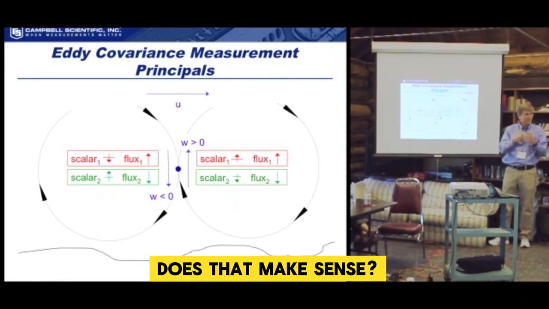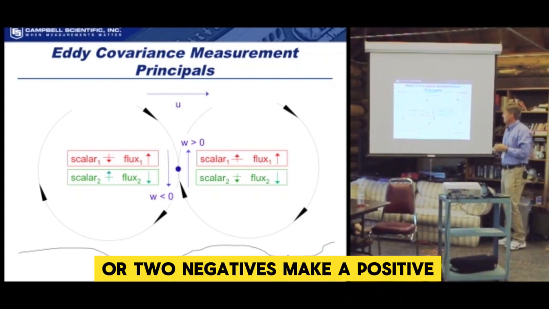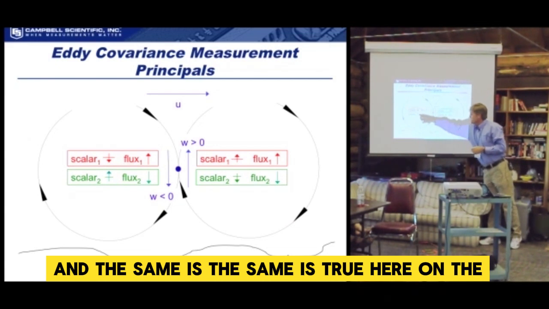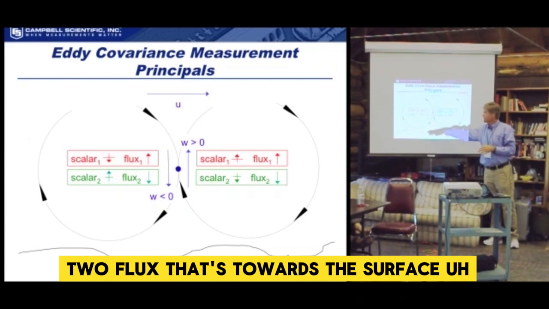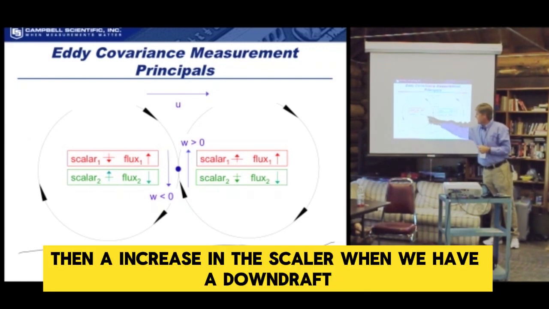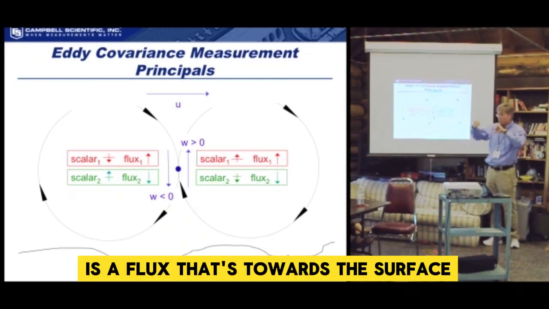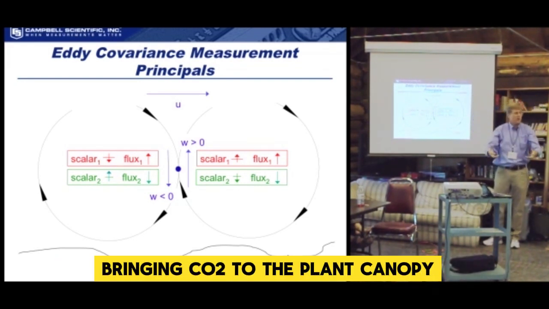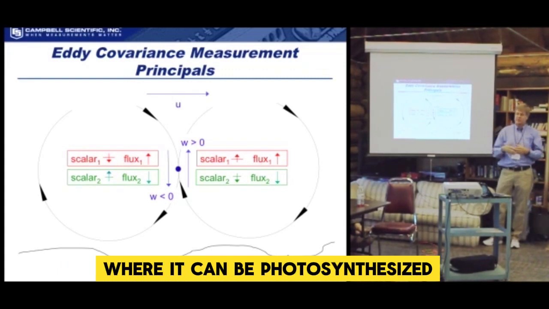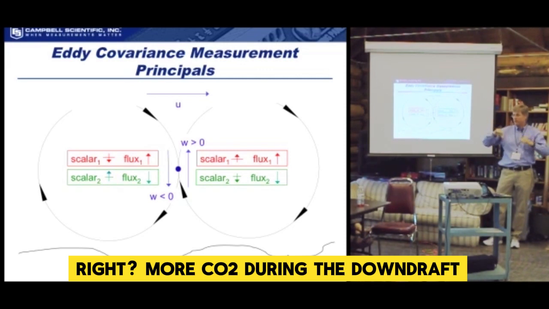Does that make sense? Everyone okay with that? All right. So two wrongs make a right, or two negatives make a positive. And the same is true here on a flux that might be CO2 flux that's towards the surface. Then an increase in the scalar when we have a downdraft is a flux that's towards the surface. In other words, that's the turbulent process bringing CO2 to the plant canopy where it can be photosynthesized. Right? More CO2 during the downdraft.